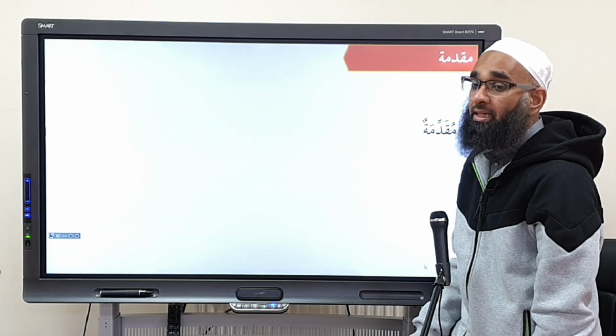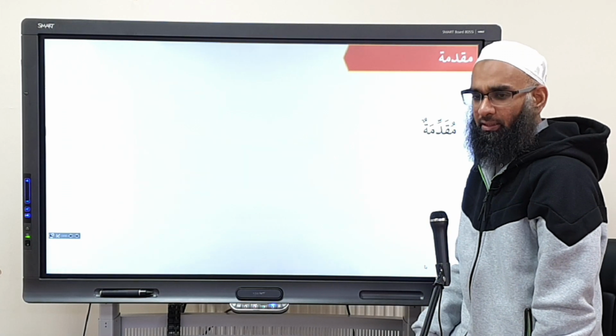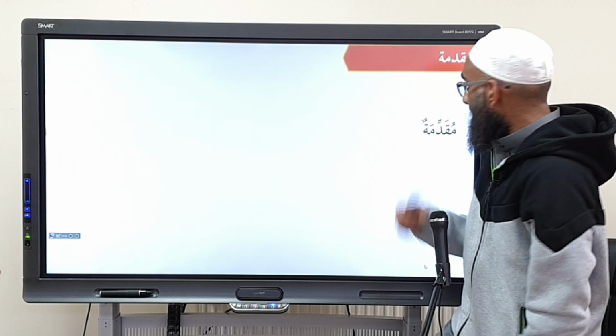Muqaddimah. Many people read muqaddama, and I think in Urdu people say muqaddama. But really, in Arabic it's muqaddimatun. The dal has a kasra.